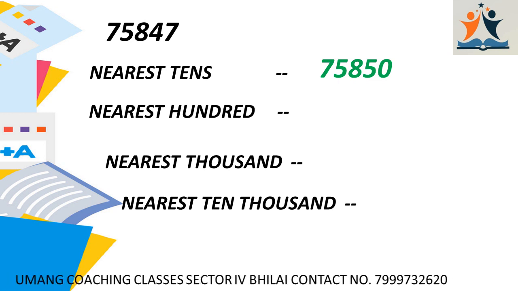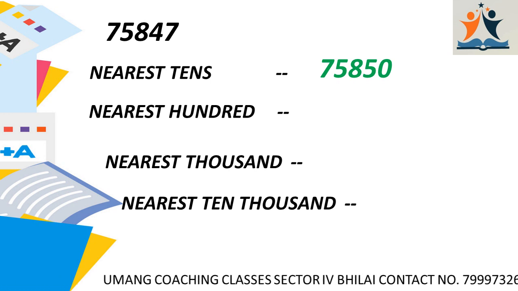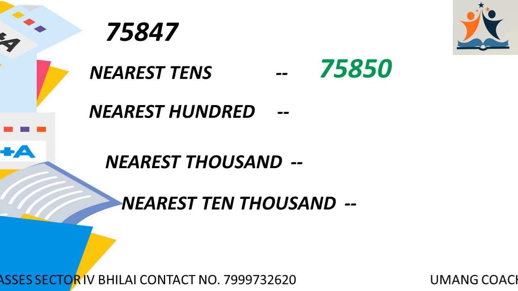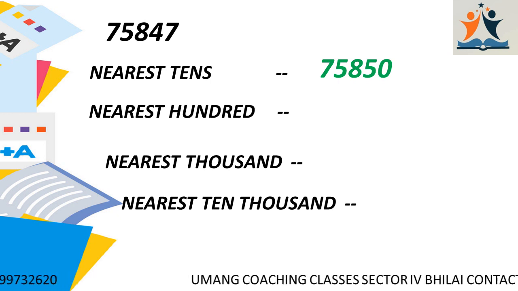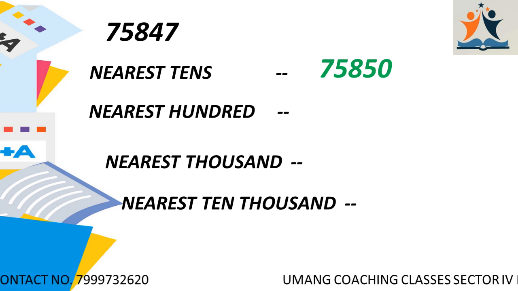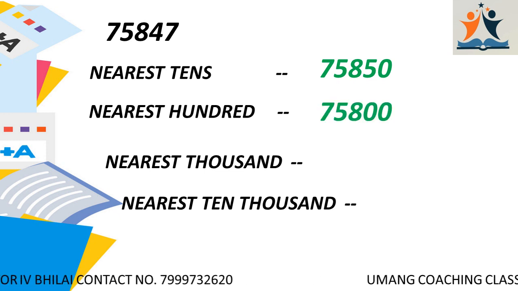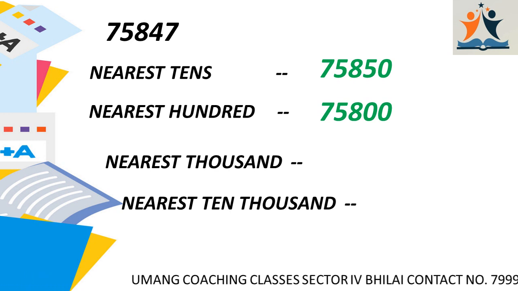Let's see for nearest 100. For nearest 100, we'll see the tens as well as ones place. If the tens and ones place is from 1 to 49, then we'll take the before 100. So it contains a number between 1 to 49. So we'll take before 100. So it will be 75,800.